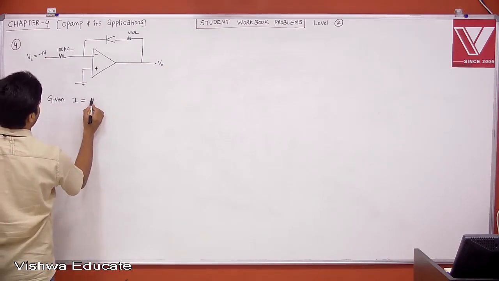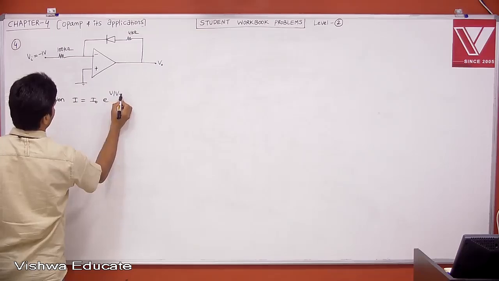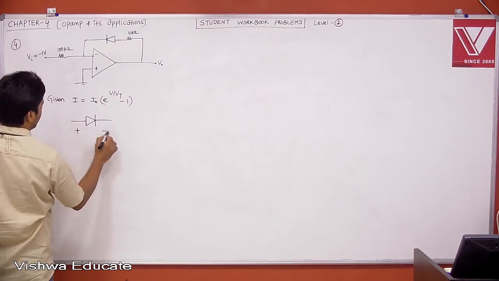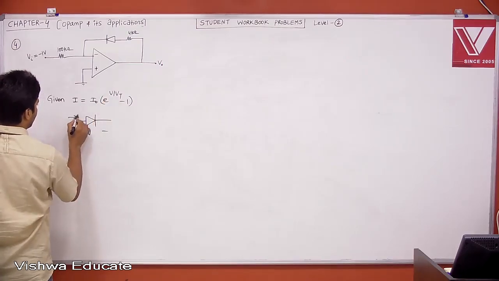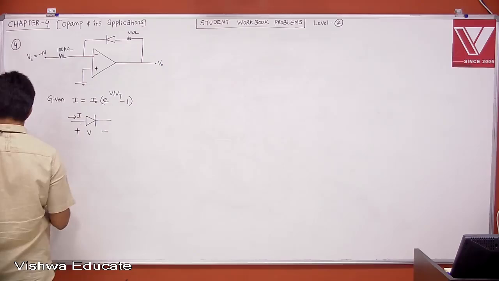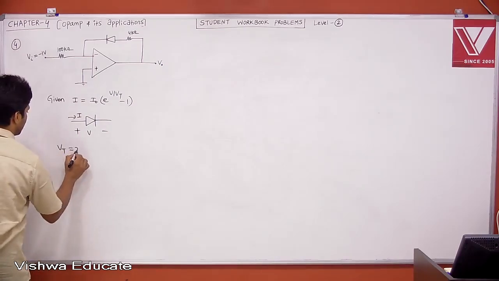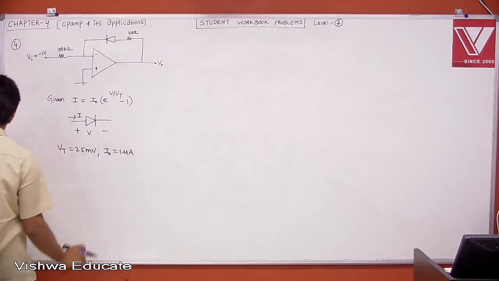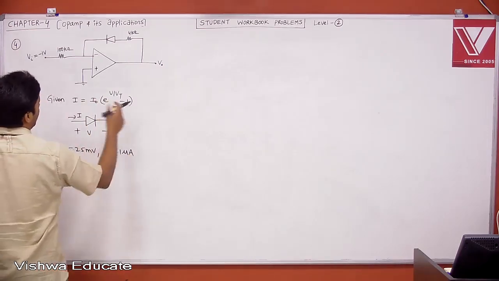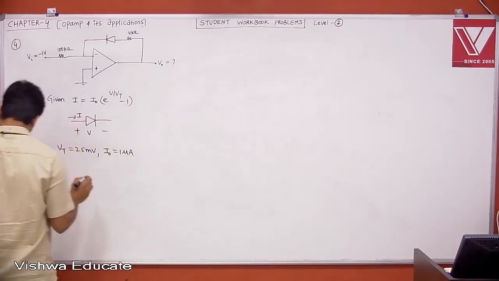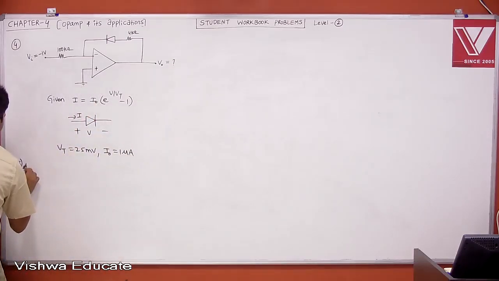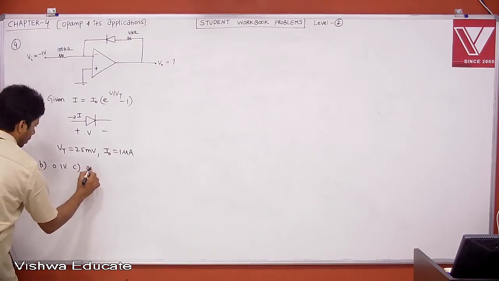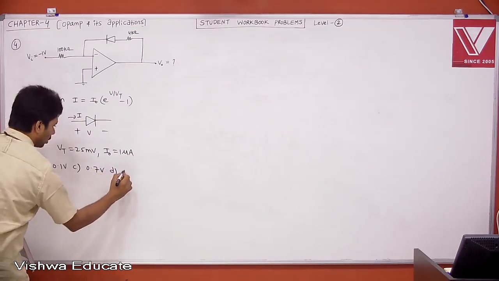Current flowing through PN junction diode I is equal to I naught into e to the power of V by Vt minus 1. It is described like this. If the voltage across the PN junction diode is V and the current flowing through PN junction is I, the I to V relationship is given, where Vt is equal to 25 millivolt and I naught is equal to 1 microampere. If this is the case, asking for V naught. What is V naught? Option A 0 volt, option B 0.1 volt, option C 0.7 volt, option D 1.1 volt.